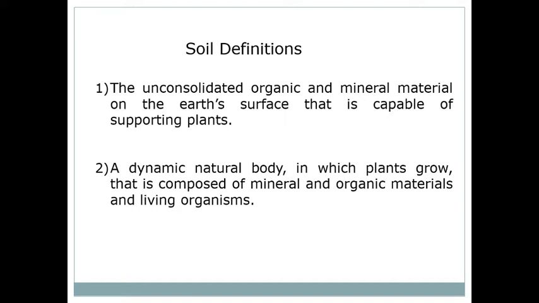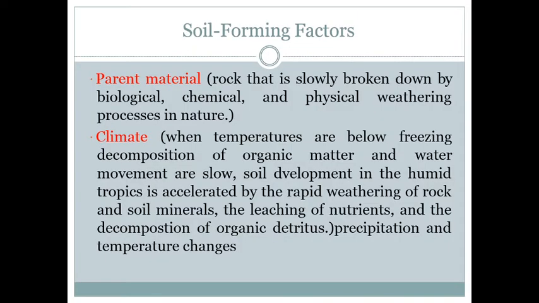Now, the definition of soil is unconsolidated organic and mineral material on the Earth's surface that is capable of supporting plants. So it is a dynamic natural body in which plants grow, that is composed of mineral and organic materials and even living organisms. As I mentioned in the previous slide, soil has biologic origin, coming from living organisms.